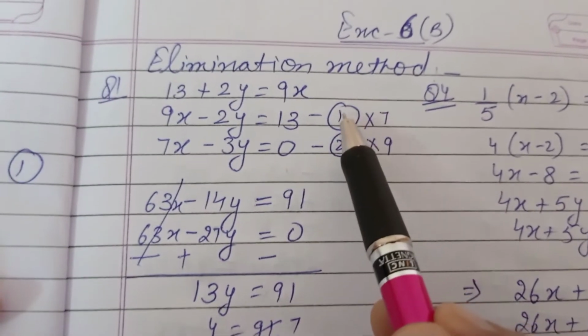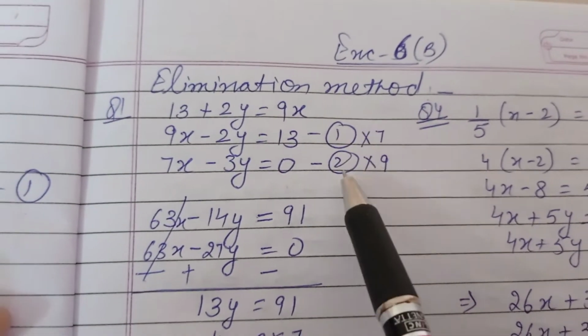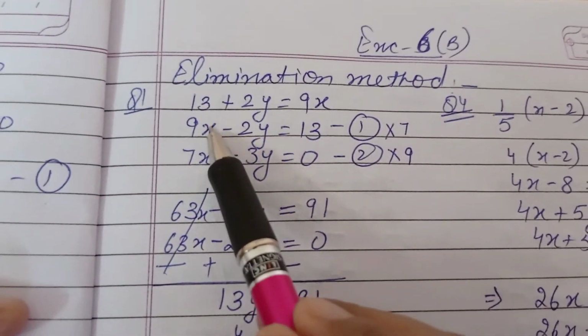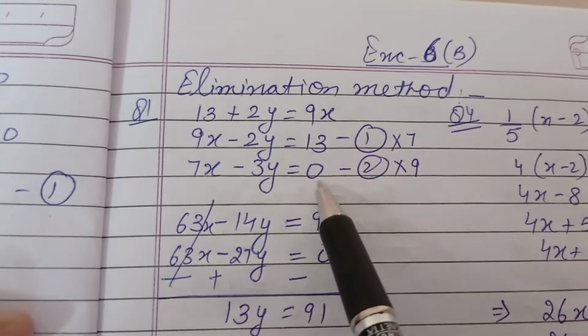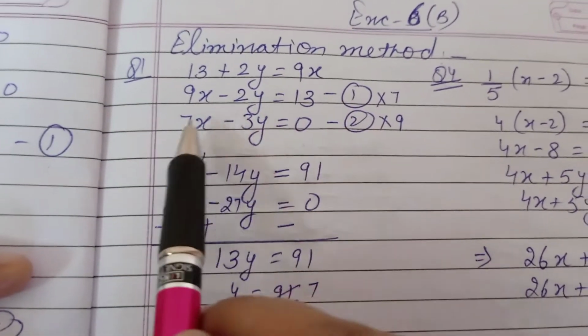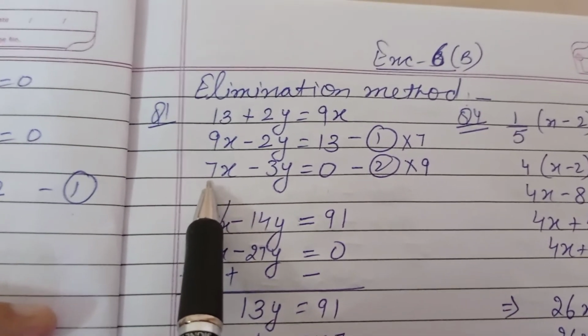So what you people have to do, children? Mark this equation as 1 and this as 2. Keep in mind, the same variable should be under the same: x under x, y under y, constant under constant. Now what we'll do? We'll multiply this equation with the coefficient of x. What is the coefficient of x?